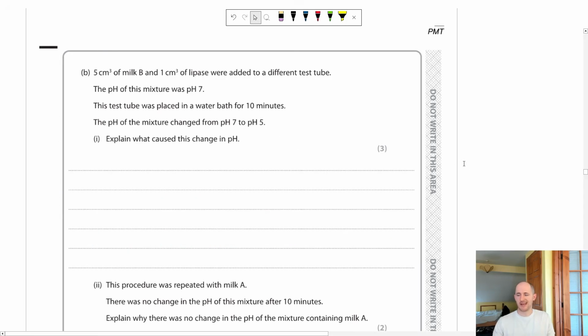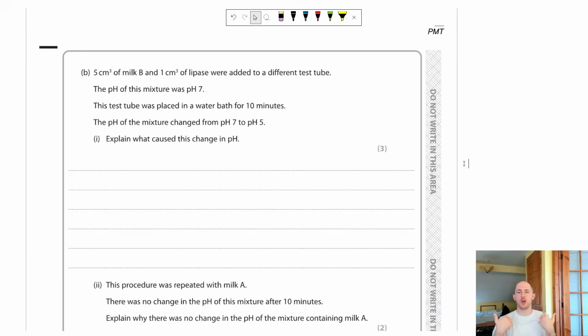This is another fun question, and it really does depend on how many experiments you've done in school. So we have 5 cubic centimeters of B and 1 cubic centimeter of lipase added to a different test tube. The pH of the mixture was initially 7. After it's placed in a water bath for 10 minutes, so you're controlling the temperature, it goes down, it becomes acidic, from 7 to a lower value.